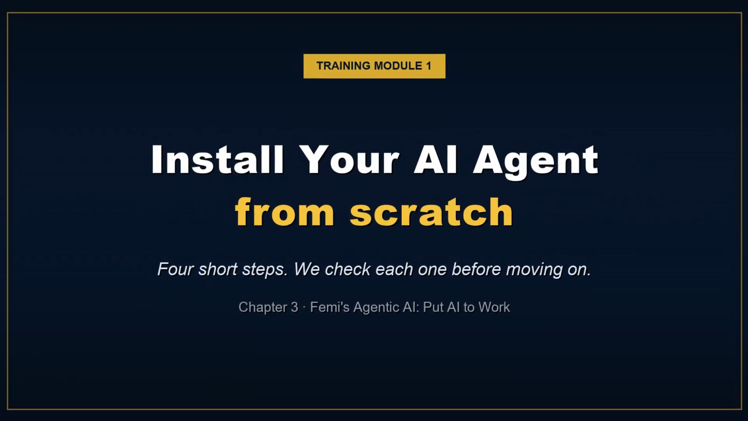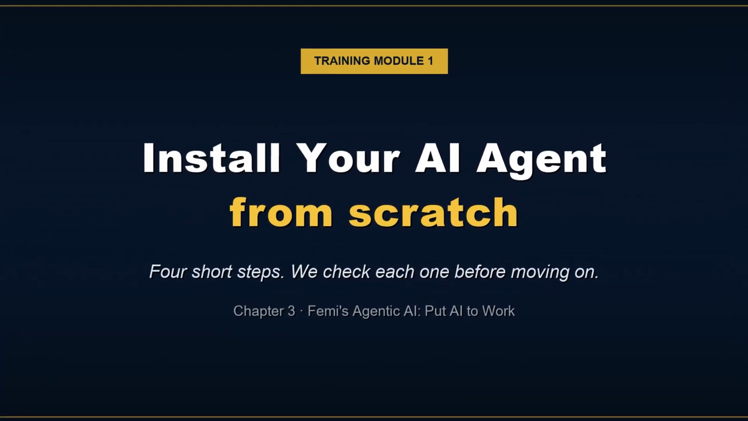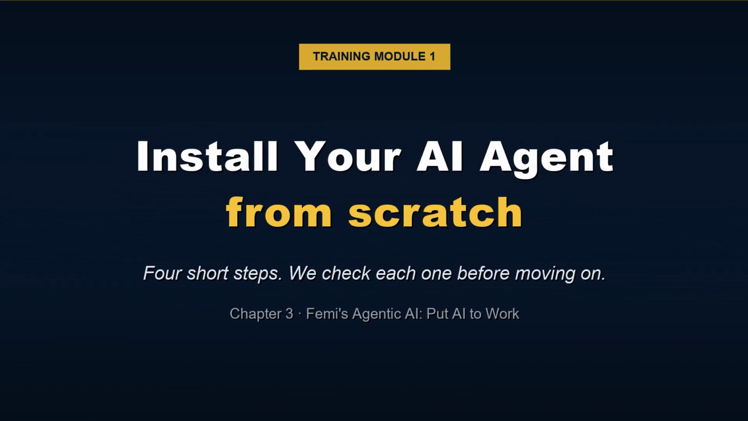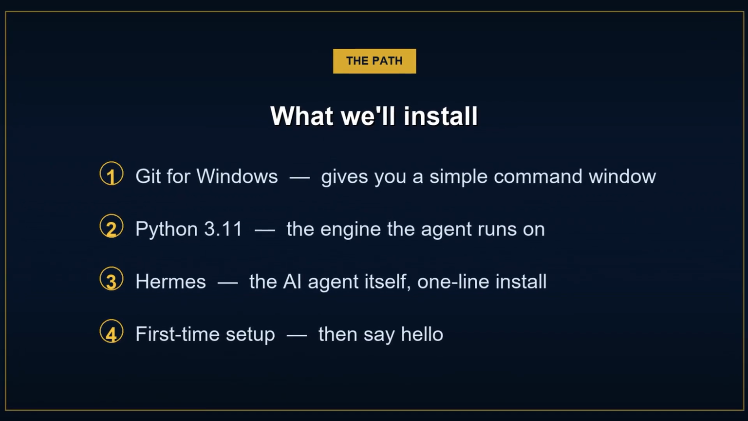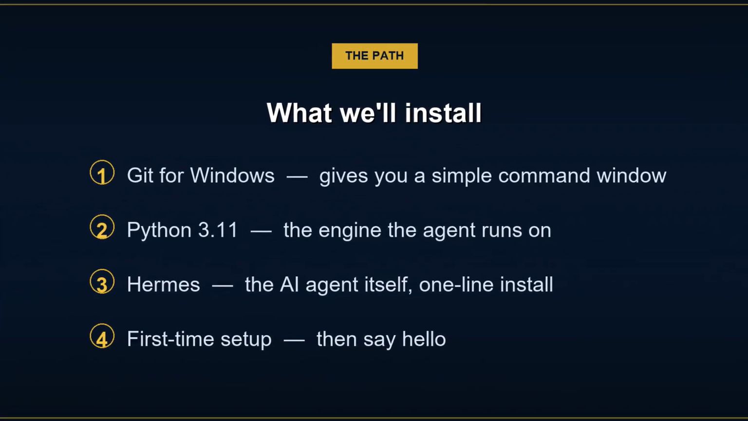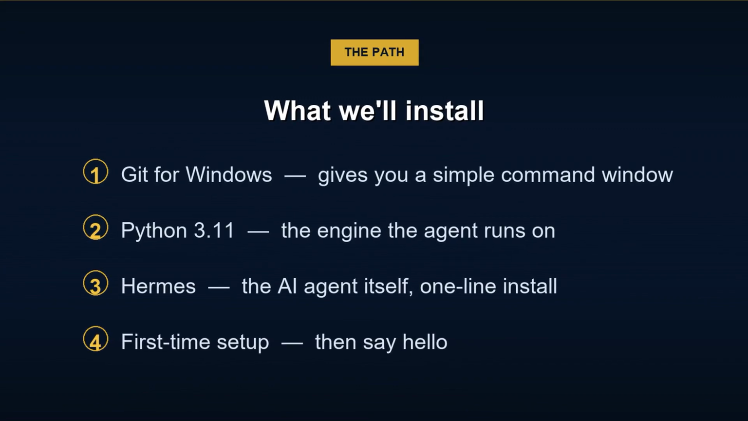Welcome to your first training module, installing your AI agent from scratch. It's 4 short steps, and after each one we check it worked before moving on. That single habit prevents most beginner headaches. Here's the path. We'll install 4 things. Git for Windows, which gives you a simple command window. Python 3.11, the engine the agent runs on. Hermes, the AI agent itself, with a 1-line installer. Then we do the first-time setup and say hello.